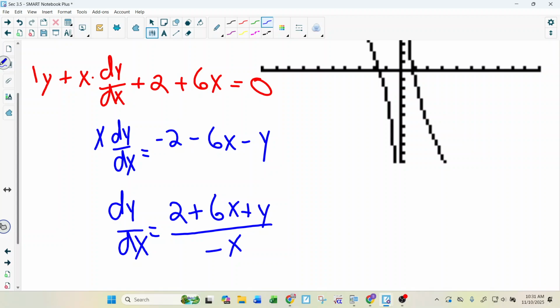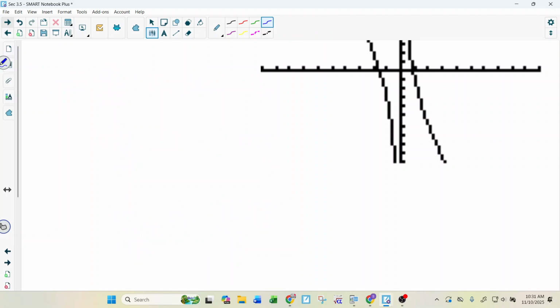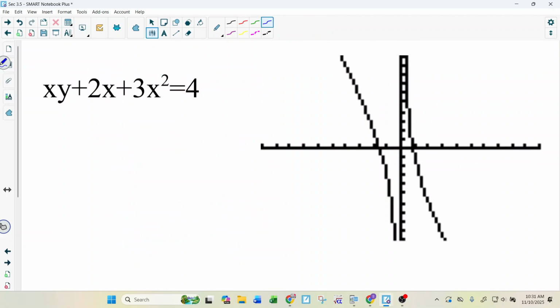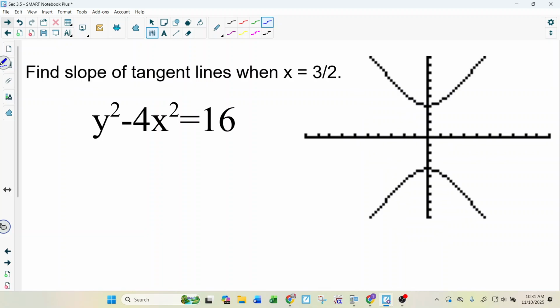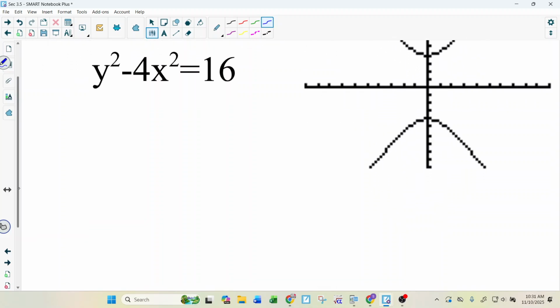So the key here is you take the derivative of each piece, then you solve for dy dx. Okay? Let's try two of these. Try that one. We won't worry about the slope of the tangent line. Just see if you can take the derivative of that using implicit differentiation.